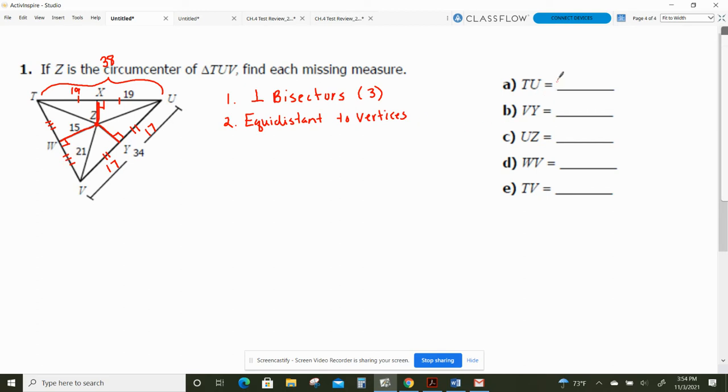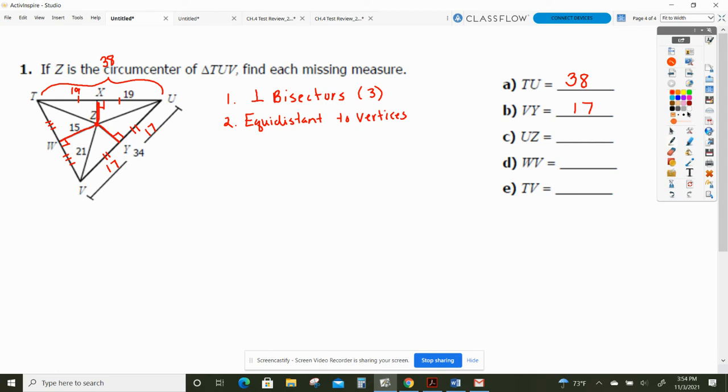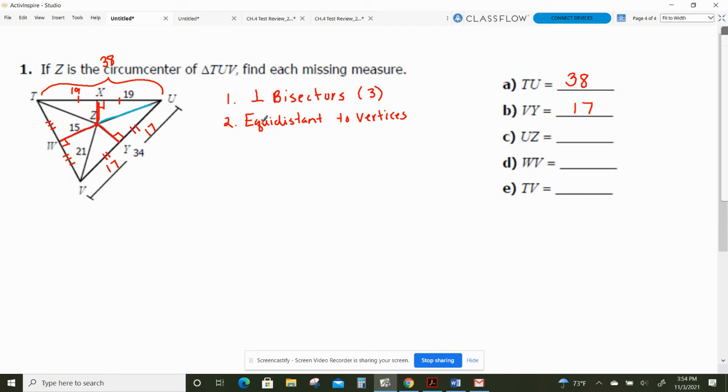So let's see how that's helped. So TU, we added 19 and 19 and got 38. VY was 17. That was half of 34. UZ. So UZ is this line that's going from the center, the circumcenter, to the vertex. So remember, our second thing that we know is that the circumcenter is equidistant to the vertices. So ZU, ZV, and TZ are all equal. So it tells us ZV is 21. So that means ZU is 21 and TZ is 21. So that helps us with UZ, that's 21.